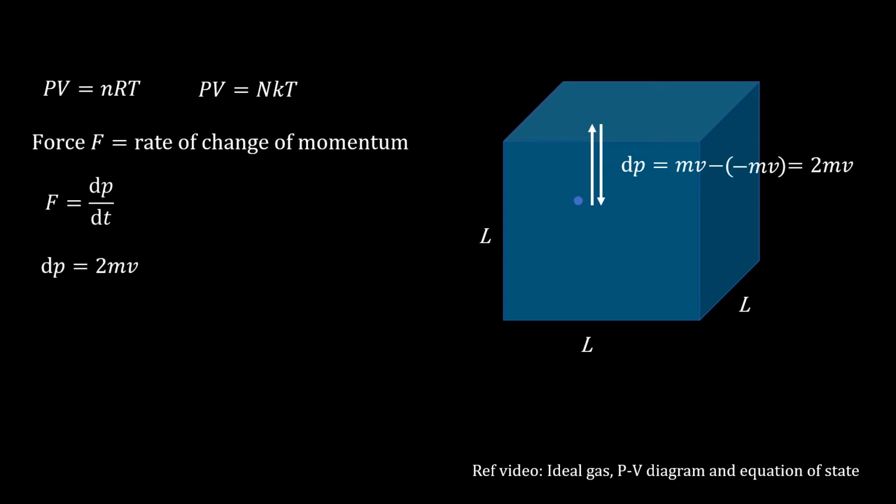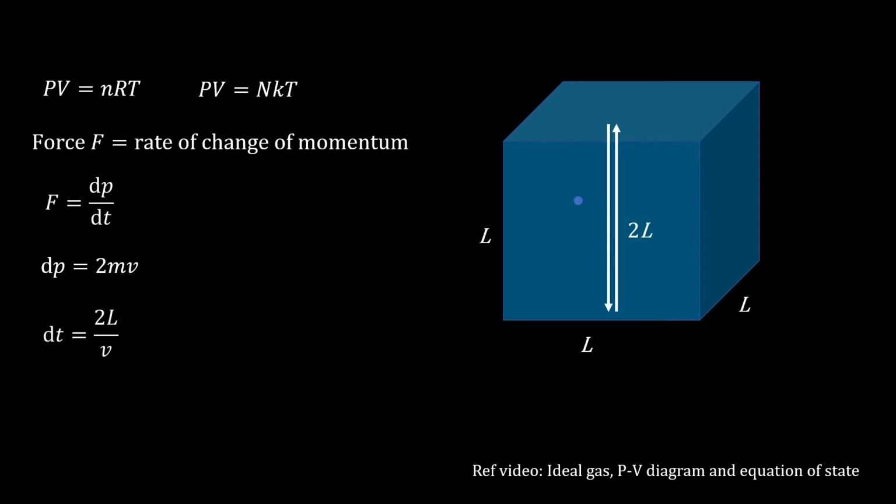Let's calculate the change in time. The atom travels this entire distance and comes back. If the height is L, then the distance traveled is 2L. Since velocity is distance divided by time, we can write this for change in time. Substituting dp and dt back into the equation of force, we get force equals mv squared by L. This is for one atom.